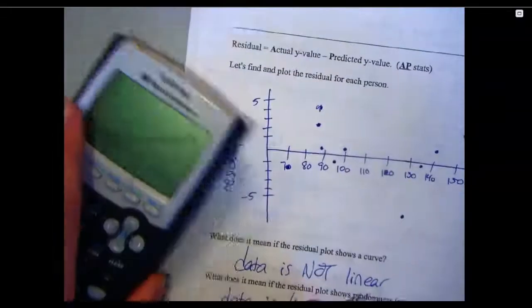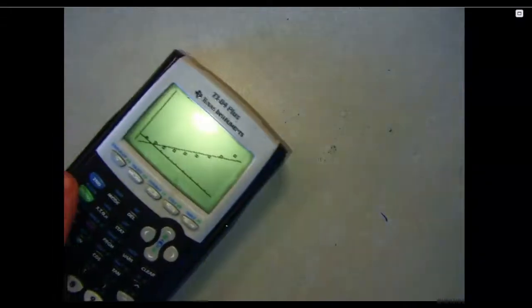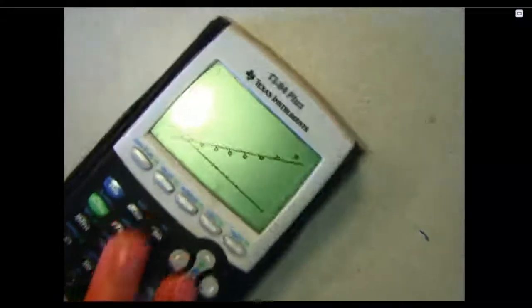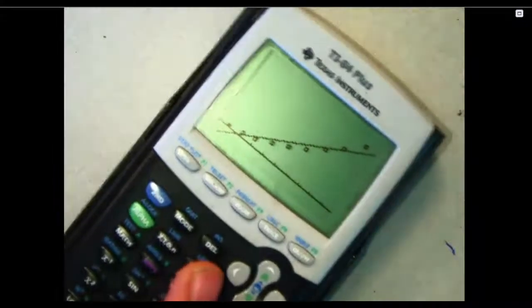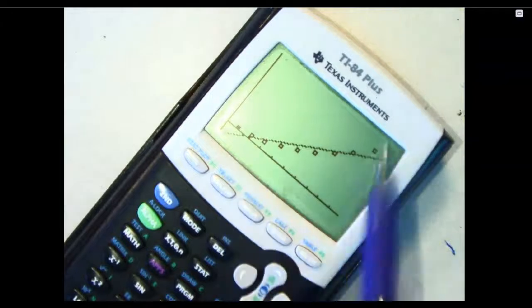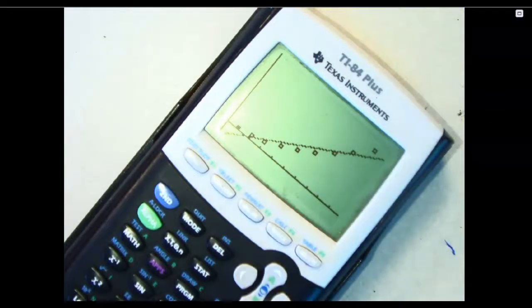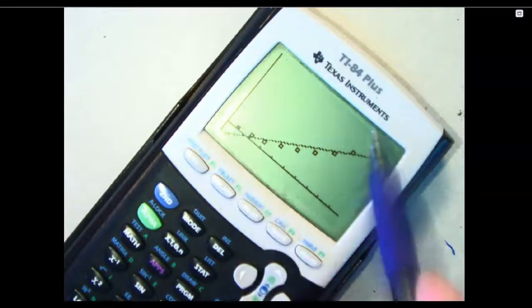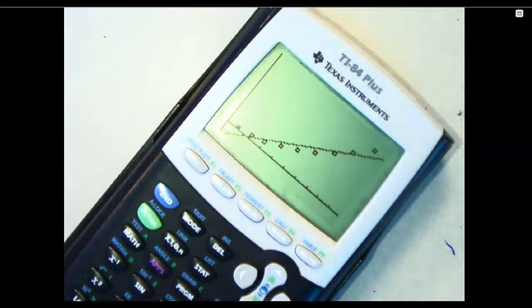I went over here and I put one in that is a curve. So if I did the residual plot, it would basically just turn it sideways. You see how there's a curve of those points? Your residual plot would have that exact same curve. And then if I asked you if that data is linear, you would say no. Because the residuals are perfect. Does that make sense? Okay.